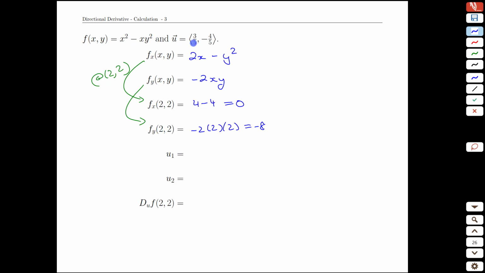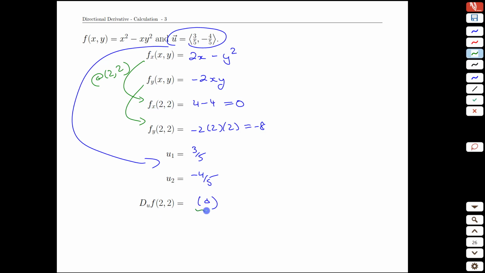Our u1, we mentioned that earlier, is the first component of our u vector, and our u2 is the second component. So that makes the calculation of this directional derivative relatively straightforward. We take the x slope, 0, that is our x derivative at the point (2, 2), and we multiply that by 3/5, which is our x direction component.